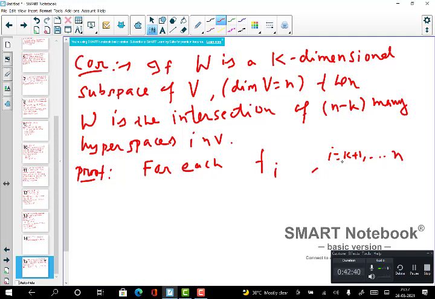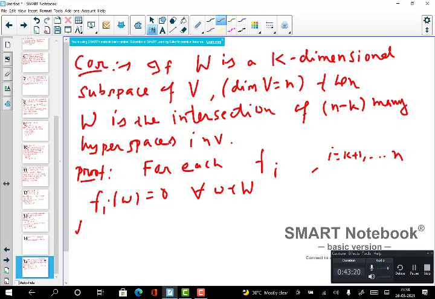So for each of those things, what happens? f_i(w) = 0 for all w belonging to W, the way we prove it. So this annihilates the element of W. So what does that mean? That means for each of these f_i, the null space is of dimension n minus 1, because if you have a non-zero linear functional, then the null space will be of dimension n minus 1, which is a hyperspace, right? So you can write that down.